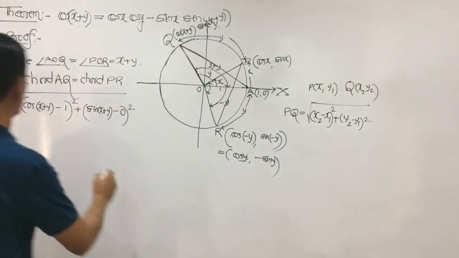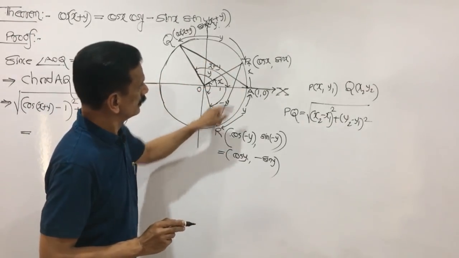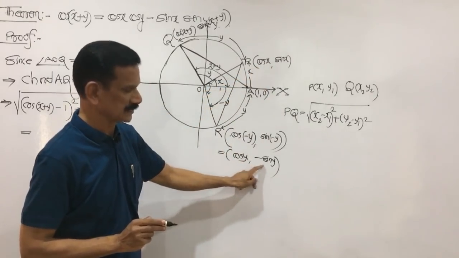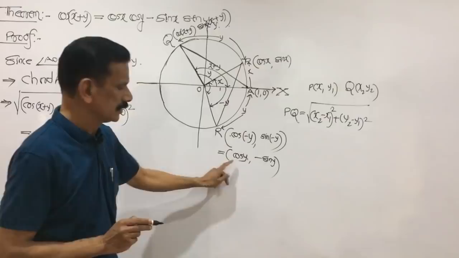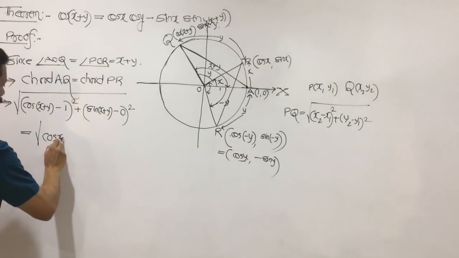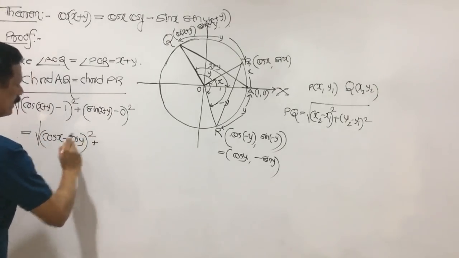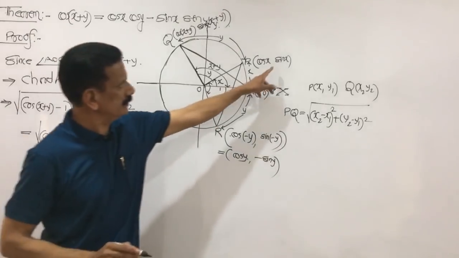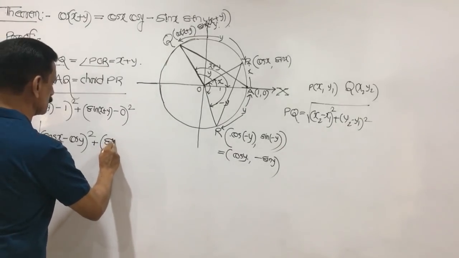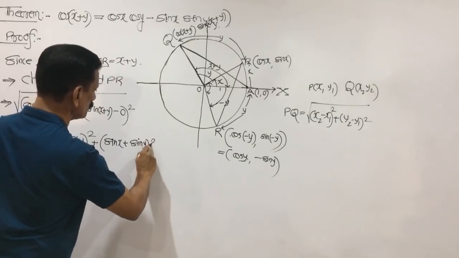Now look here. So this equals PR. Now this is PR. x2 minus x1: this I take as x2, y2 and this I take as x1, y1. x2 minus x1, what happened? The square root of cos x minus cos y, a whole square, plus y2 minus y1, what happened? sin x plus sin y a whole square.